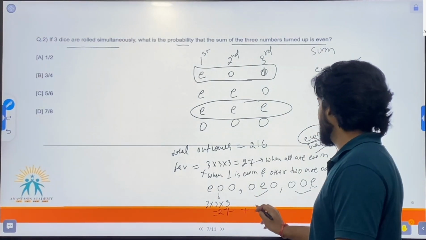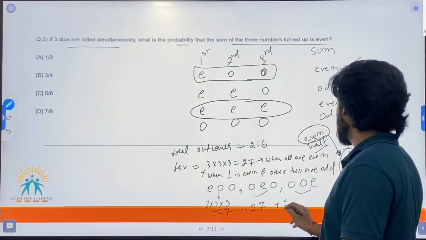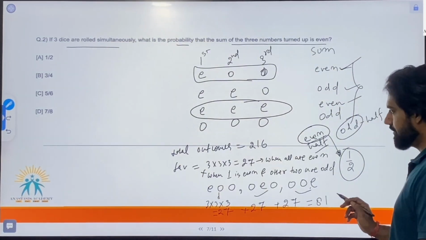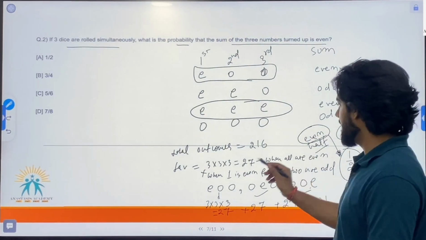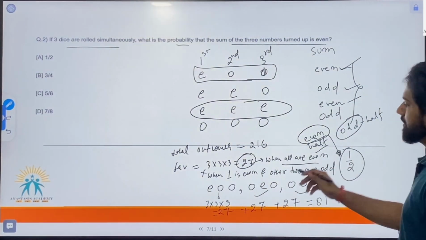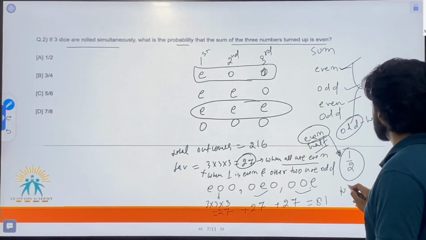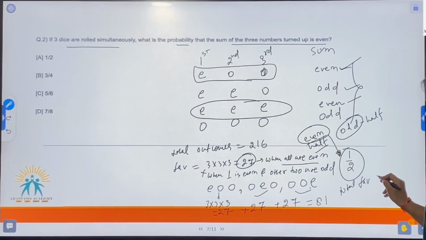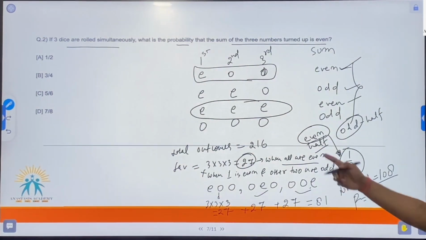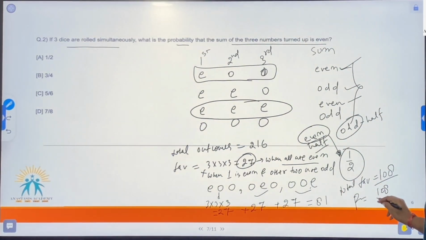So 27 plus 27 plus 27 would be how much? 81. And 27 cases when all are even. So the total number of favorable outcomes is 81 plus 27, that is 108. So the probability, favorable cases out of total cases, would be 1/2.